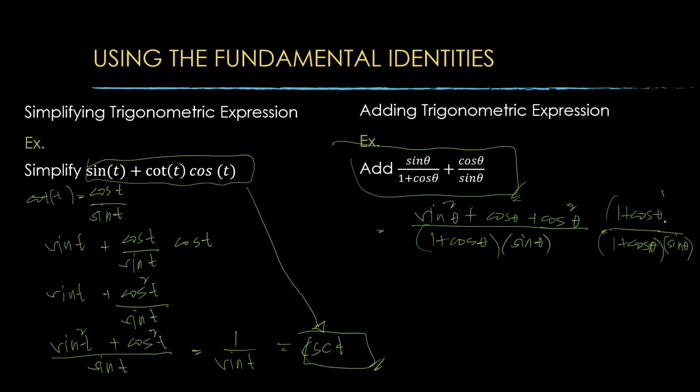So basically you can just cancel this out. So you'll be left with 1 over sine of theta. And 1 over sine of theta is basically equal to cosecant of theta. Question?